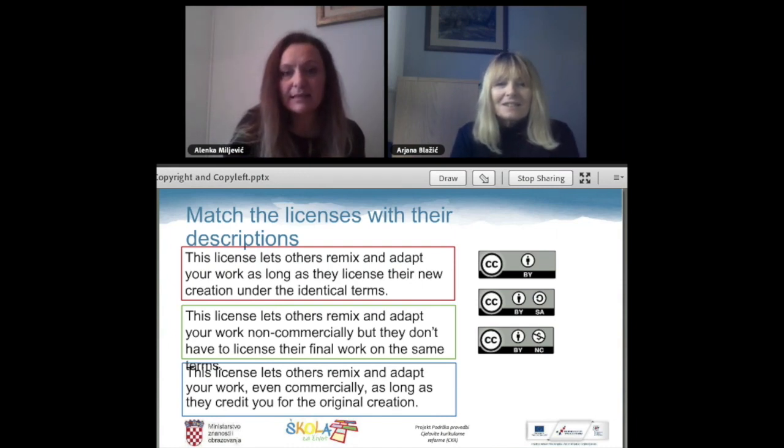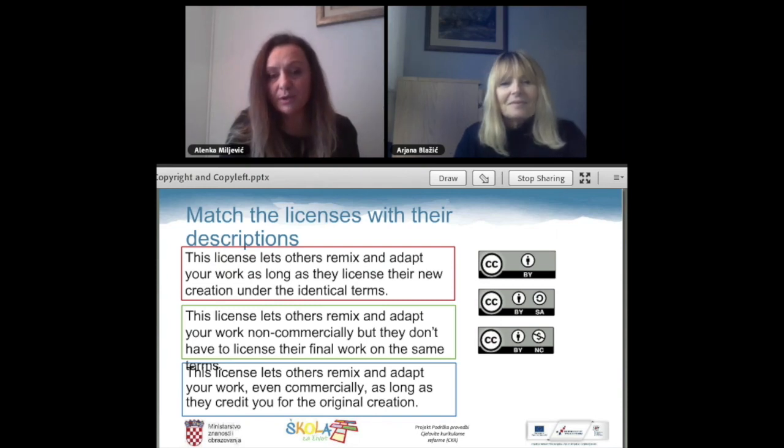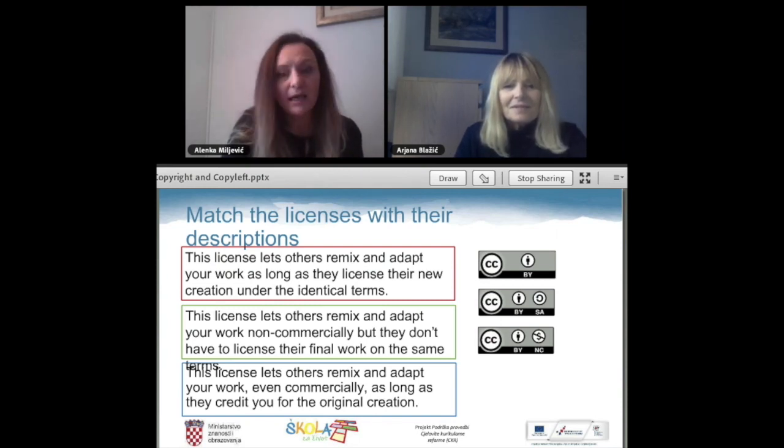This license lets others remix and adapt your work as long as they license their new creation under the identical terms. This license lets others remix and adapt your work non-commercially, but they don't have to license their final work on the same terms. This license lets others remix and adapt your work, even commercially, as long as they credit you for the original creation. And now you can stop the recording and do the task.